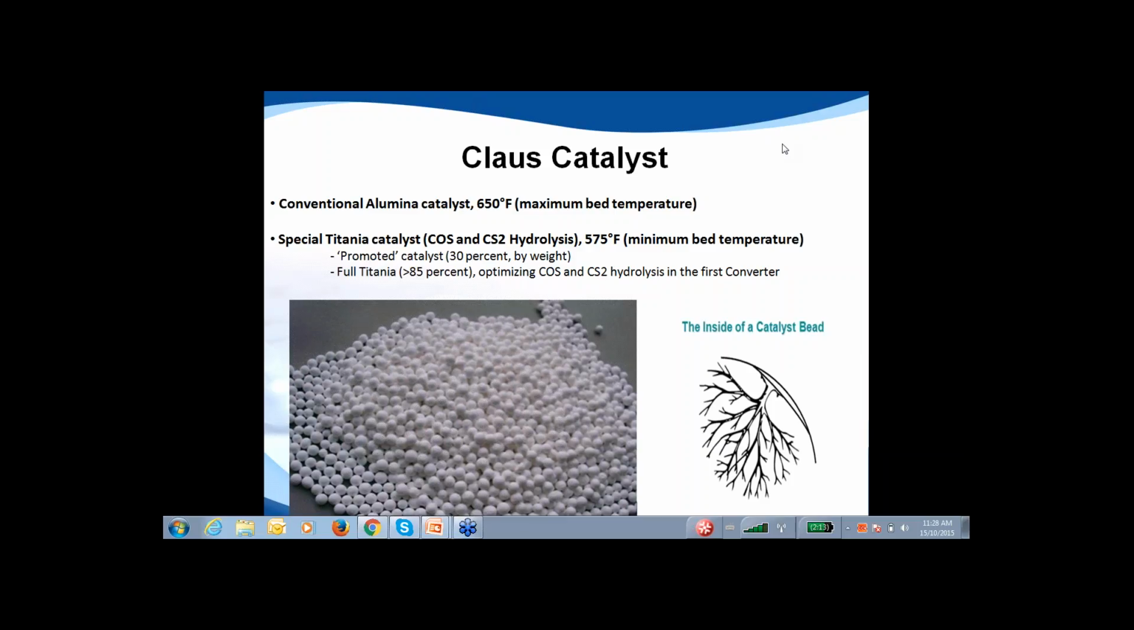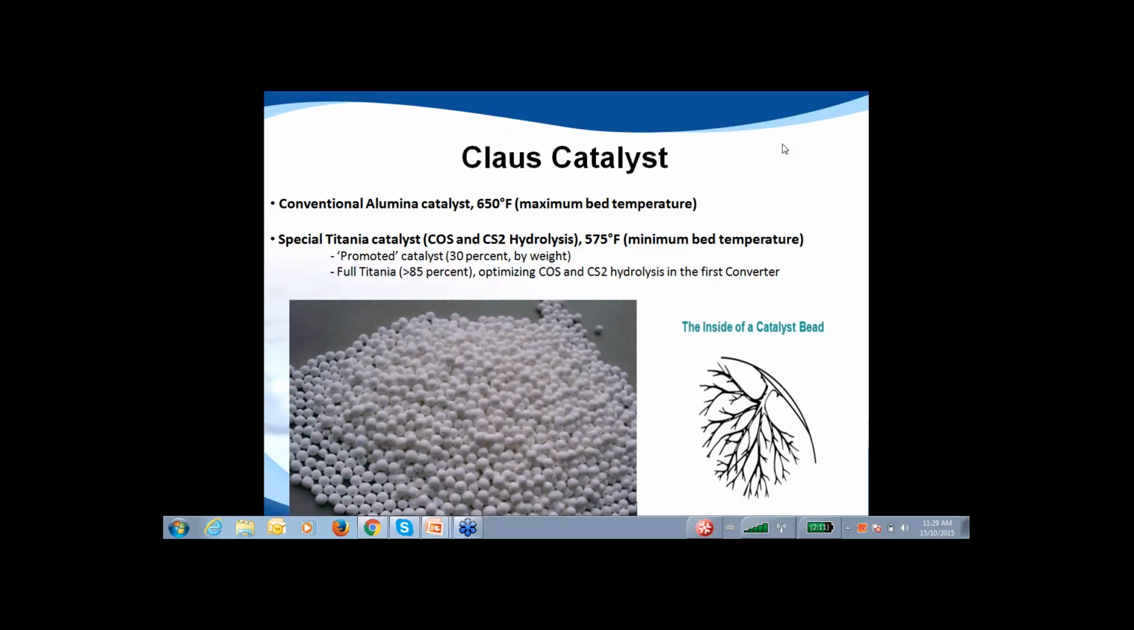Another excellent takeaway from Titania catalyst, not only is it more effective at performing these hydrolysis reactions compared to alumina catalyst, typically these reactions can be carried out at a lower temperature. Typically for fully active Titania catalyst, we would recommend a first converter operating temperature between 575 degrees F and 600 degrees F. In terms of conventional alumina catalyst, all things being equal, to achieve the same level of hydrolysis, we would want an operating temperature of approximately 650 degrees F. Thus, the benefits of Titania, while ensuring high levels of hydrolysis of COS and CS2, we can also operate at a lower operating temperature.